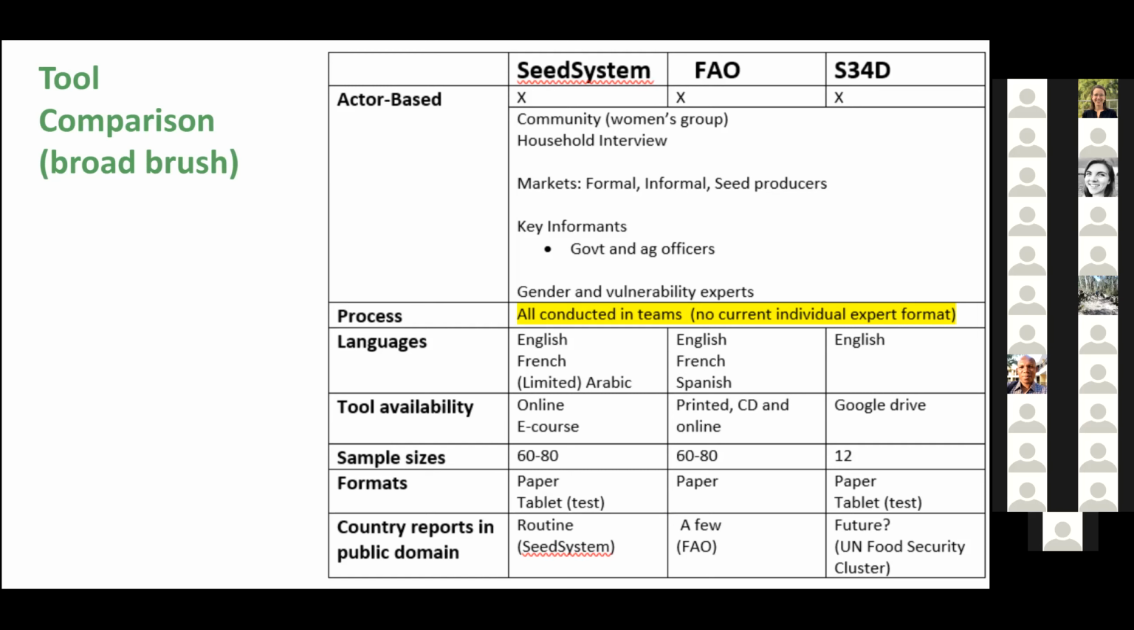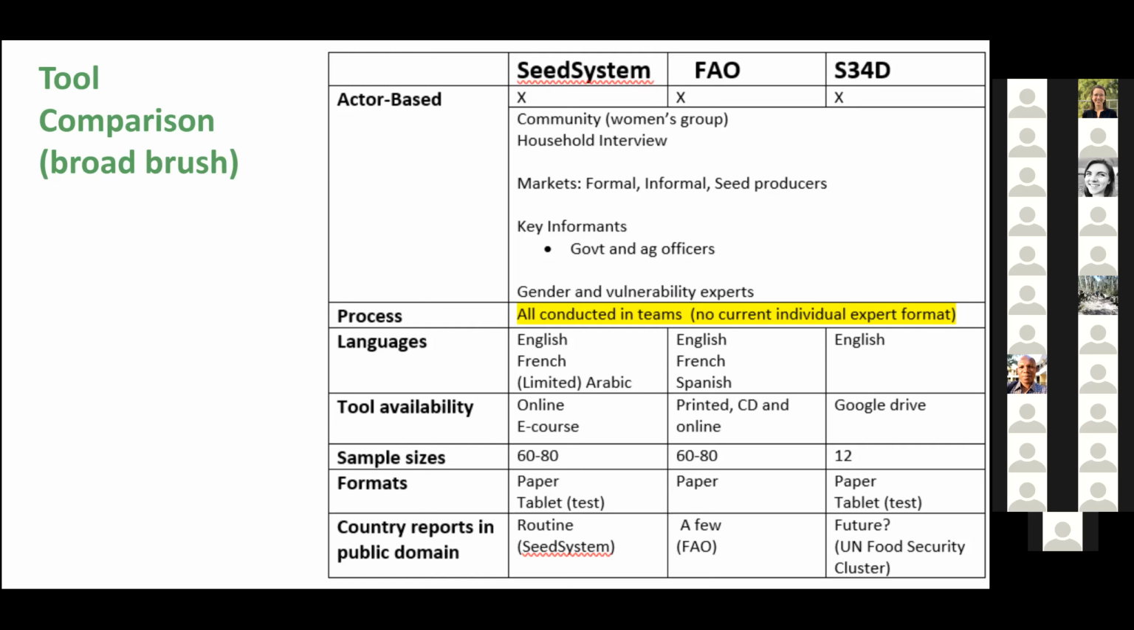In terms of availability, where can you find the tools? I'm really just going down the rows so we look at them. All of them are online. Having said that, right now S34D has its Google Drive. Seed System also has an e-course. FAO has them in printed and CD form. So if you can't get online and you can't download them, there's actually a printed booklet, very unique.